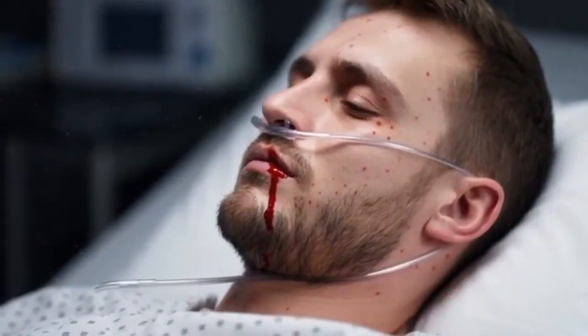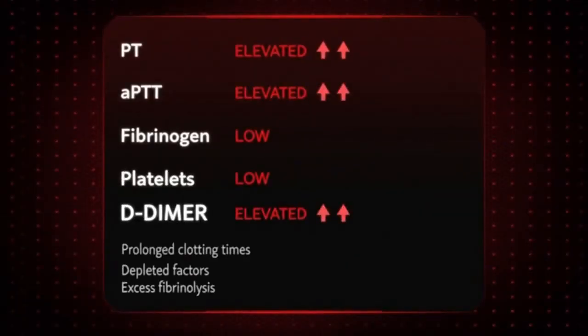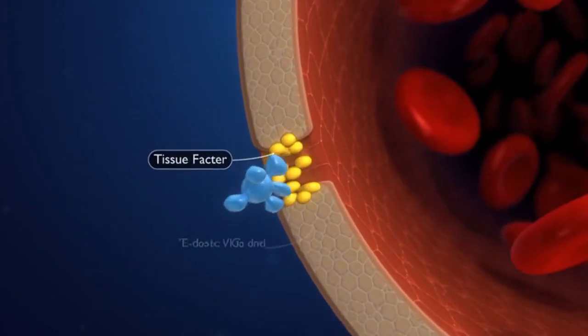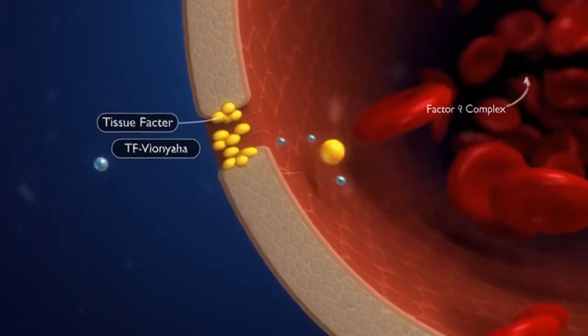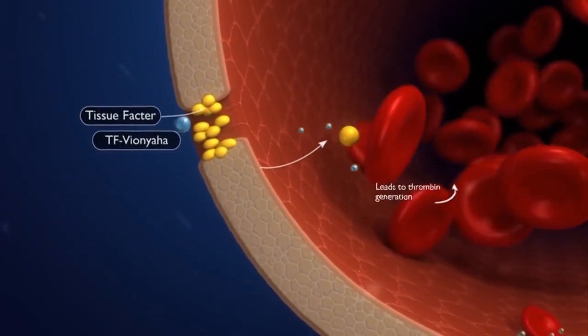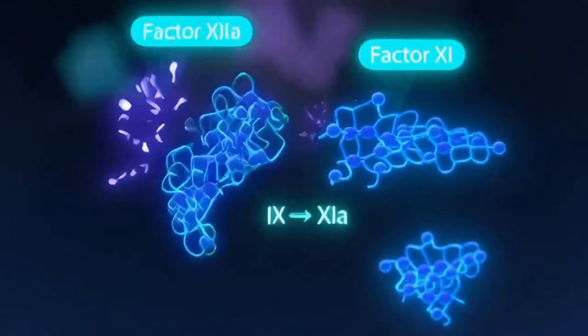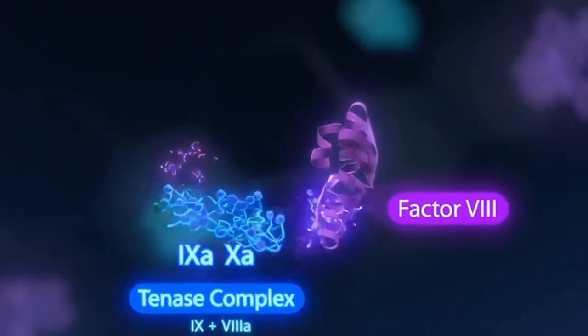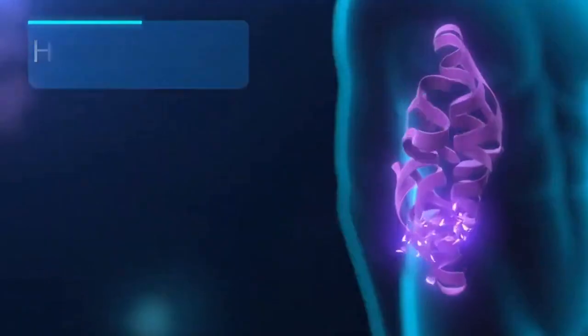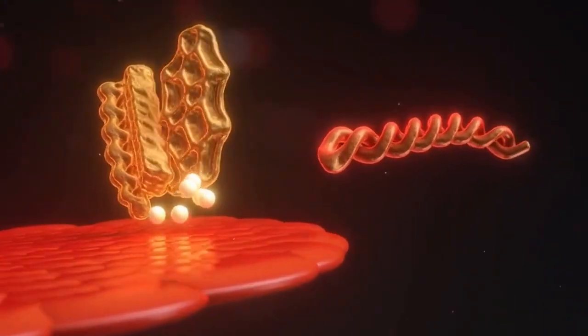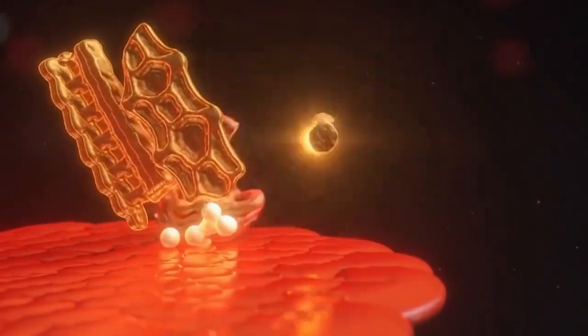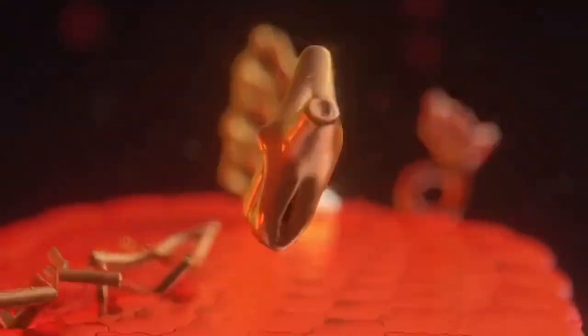The common pathway begins where both the intrinsic and extrinsic pathways converge, at factor X activation. Factor Xa combines with its cofactor, factor Va, calcium, and phospholipid to form the prothrombinase complex. This complex cleaves prothrombin, factor II, into thrombin, factor IIa. Thrombin is the central enzyme of coagulation.